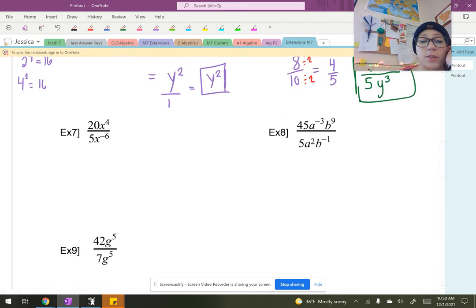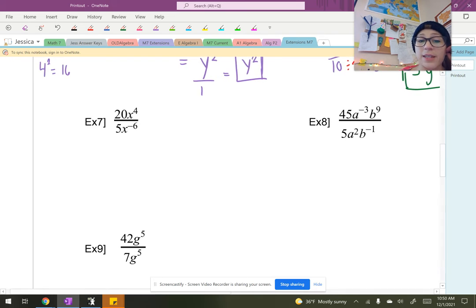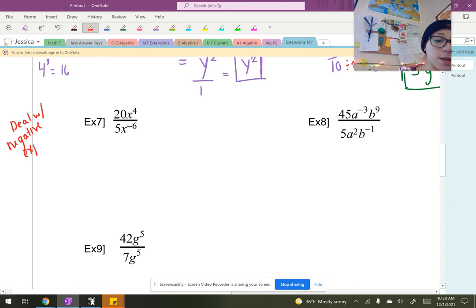Right, example number 7. Ooh, here we have a negative exponent. So these negative exponents, you want to deal with those first. Let's make a note of that. Deal with negative exponent first. So remembering from however many lessons ago where we talked about negative exponents, we can't have negative exponents. We don't want them. We want them to be positive.